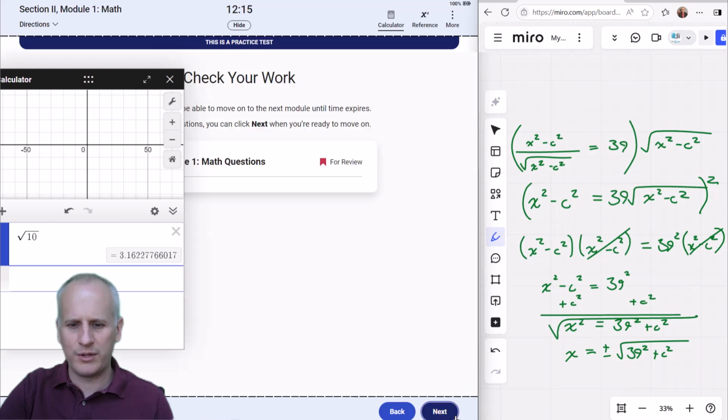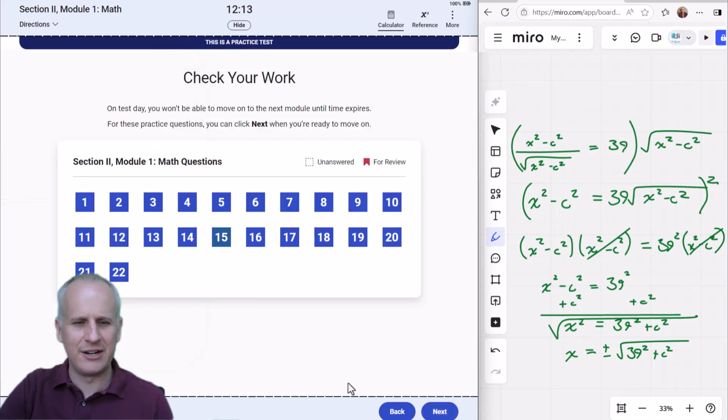Now, when we hit next once more, we can close out the calculator and you'll see the review screen. You can go back to any of the questions that you would like to review before the section timer ends.